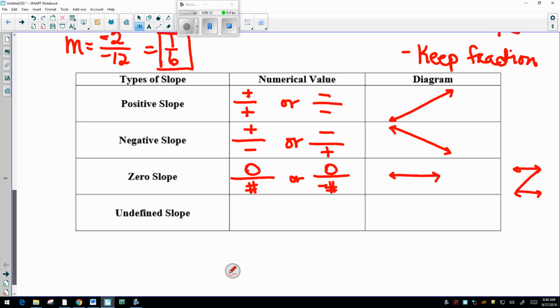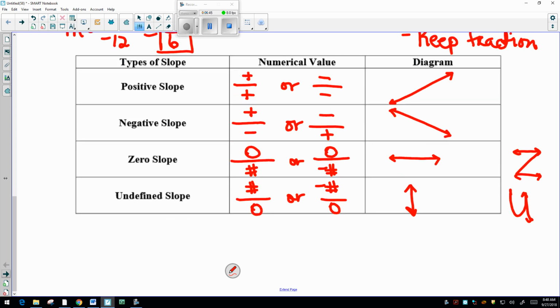And then an undefined slope, well, that's going to be the reciprocal of 0. So that's any positive number over 0 or any negative number over 0. And our undefined slope is a vertical line going straight up and down. So again, maybe a way to help remember would be if I look at that U, that tail on that U is showing you that's an up and down line. Might help trigger a memory on this. Okay, so that's our slope.